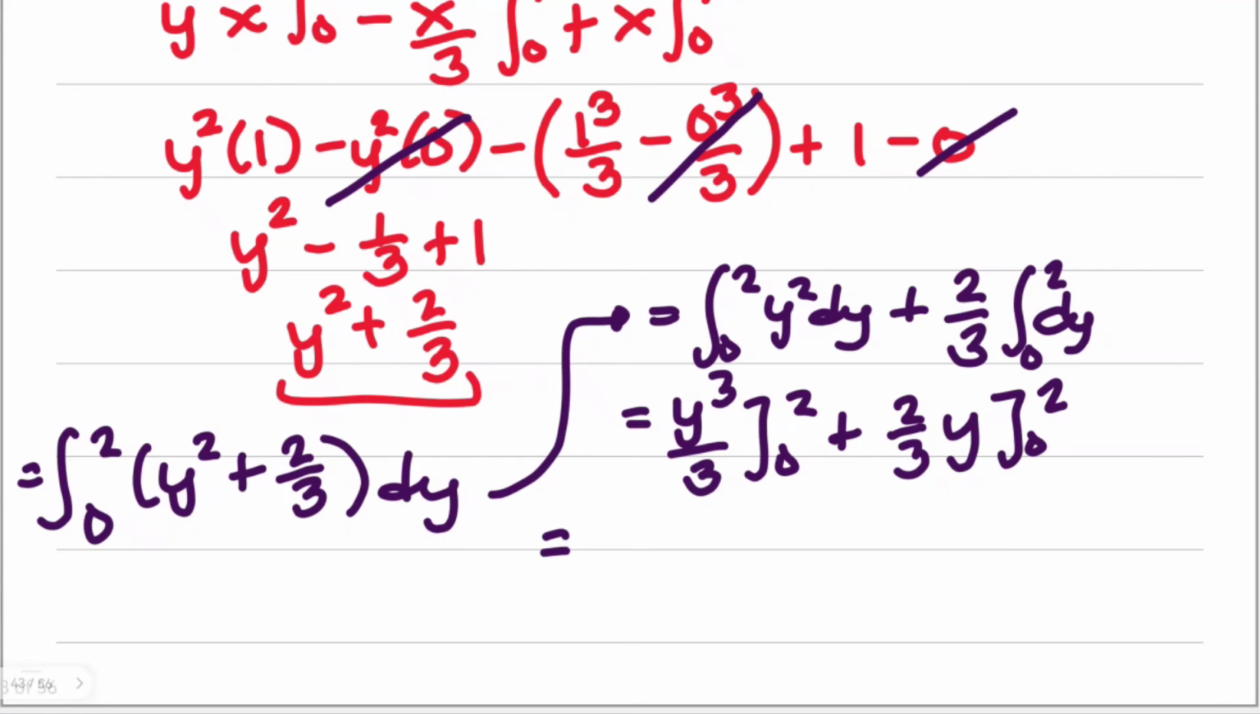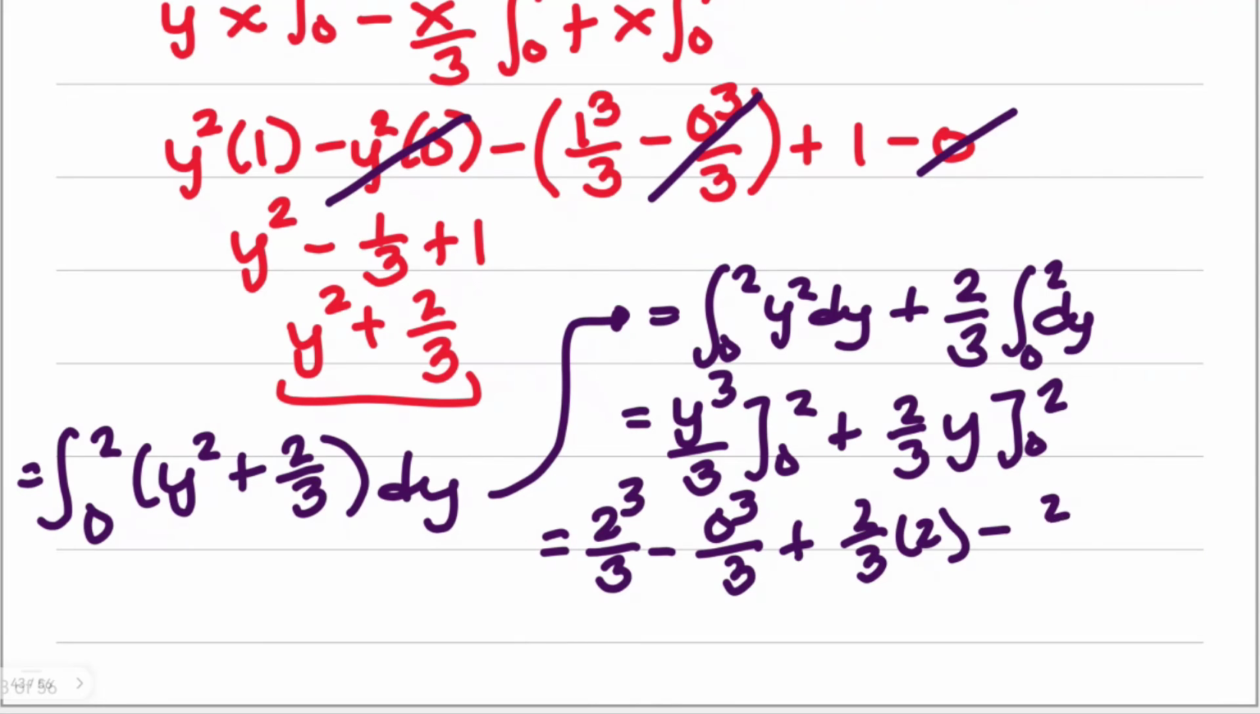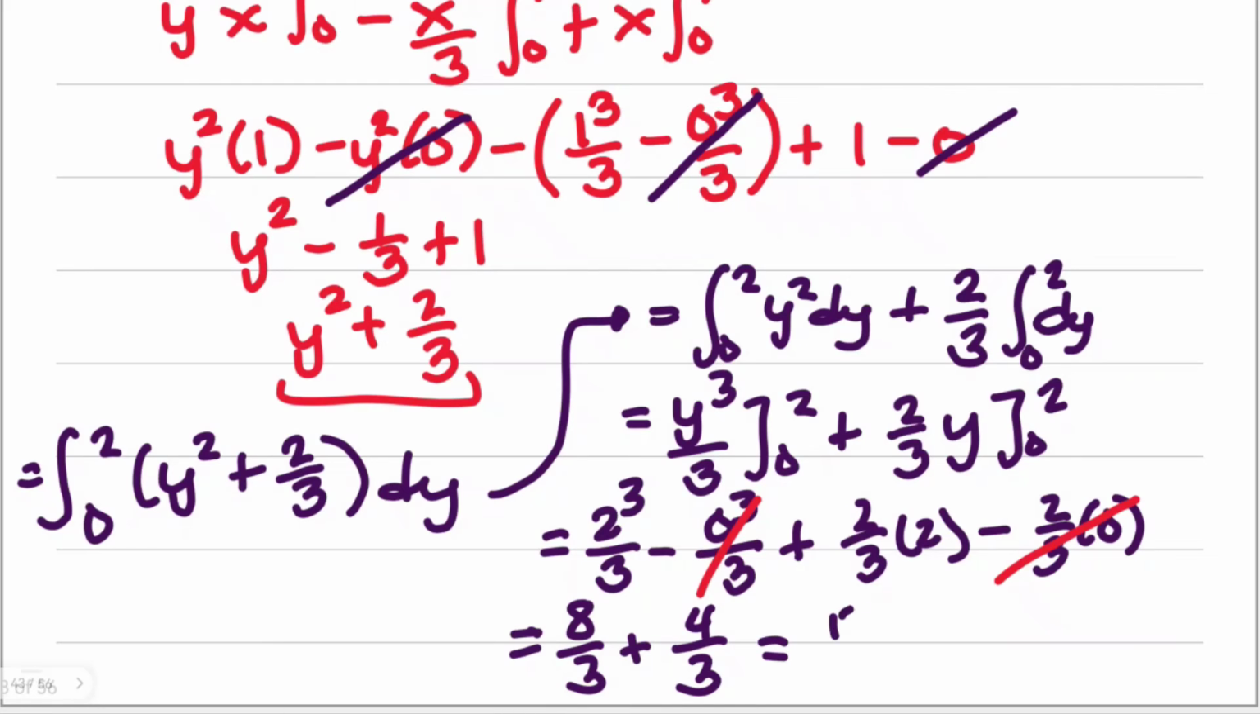Allow me to use the boundaries now. You have 2 cubed over 3 minus 0 cubed over 3, plus 2/3 times 2 minus 2/3 times 0. We know this to be 0, this as well. 2 cubed is 8, so 8/3 plus 4/3, that's 2/3 times 2. This is equal to 12/3, or basically 4.